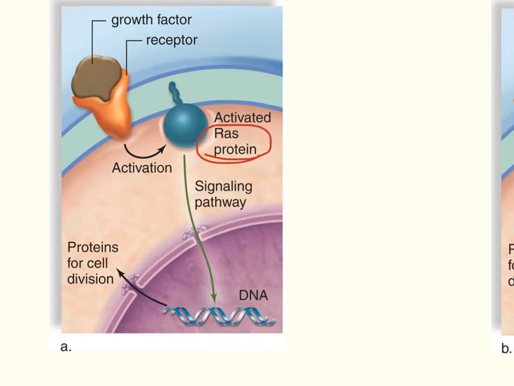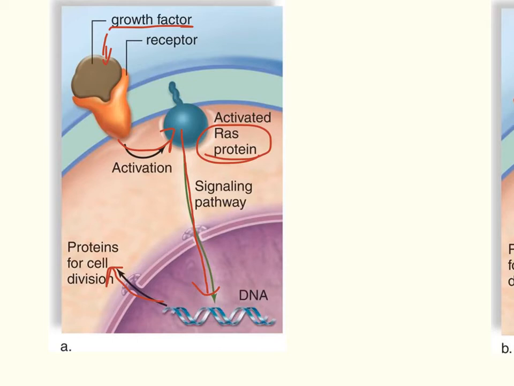It's present in the plasma membrane of a cell, and the way it works is it's part of a signaling pathway. So when a growth factor is detected by a cell, which tells the cell that it needs to divide, the growth factor binds to the receptor, and the receptor sends a signal to the Ras protein, which then initiates a signaling pathway to the nucleus, which turns on certain genes that make proteins that begin the process for cell division.